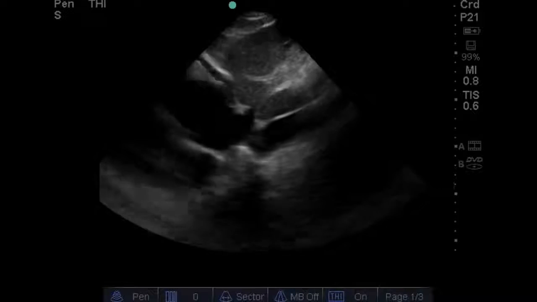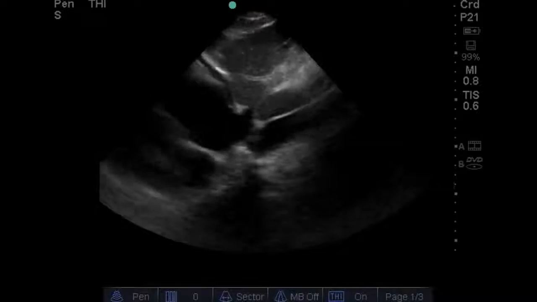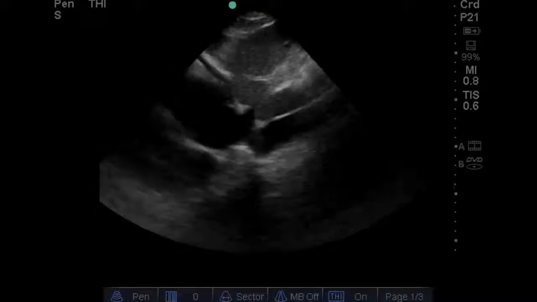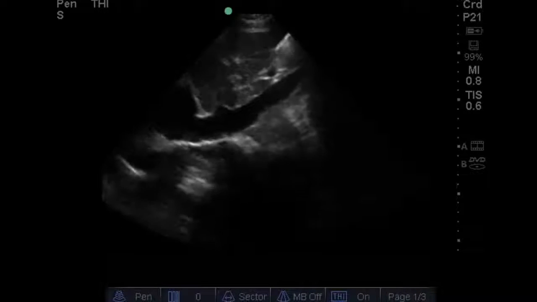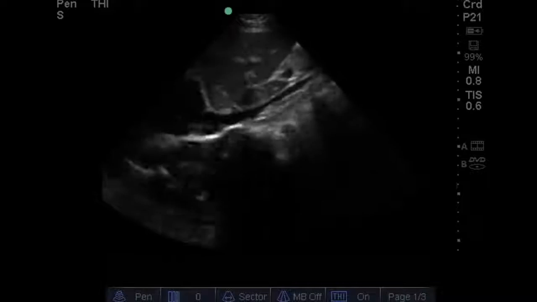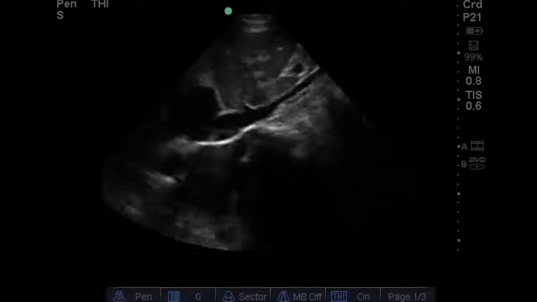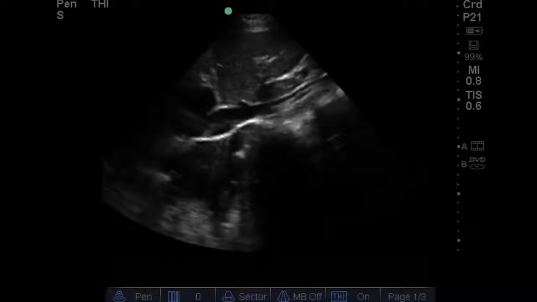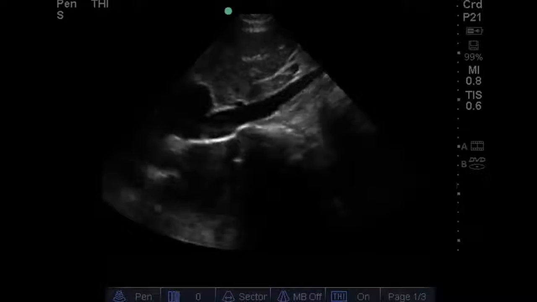Here you can see a view where we're seeing the IVC running through the liver. We see liver in the near field and the far field, and you see how it connects to the right atrium. Here's another view where we can clearly see the IVC running through the liver to the right atrium, and you can see some respiratory motion as the patient breathes. The IVC collapses, denoting a lower preload than the previous example where the IVC did not collapse.